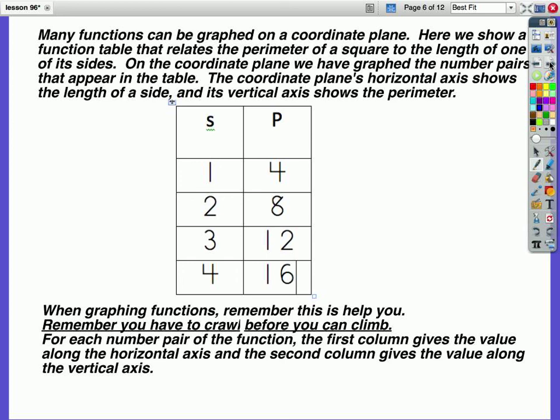So when we're graphing functions, remember this to help you. You have to crawl before you climb. Meaning we're going to go along the x-axis, the horizontal axis, kind of like the floor. We have to crawl, and then we're going to climb. Kind of like when you're growing up, you have to crawl first before you can learn how to climb. For each number pair of the function, the first column gives the value along the horizontal, the second along the vertical.